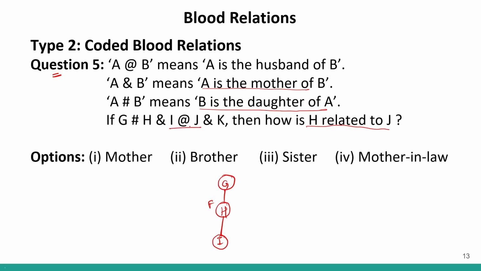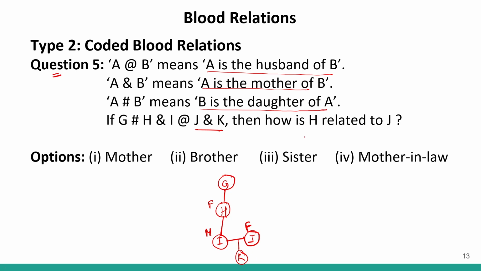I at J means I is the husband of J. If I is the husband of J, I would be male and J would be female. Correct? J and K means J is the mother of K. If J is the mother of K, that means I and J have a child together called K, but the gender of K is unknown. So the gender of G is also unknown and the gender of K is also unknown.